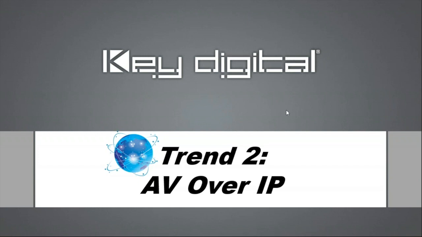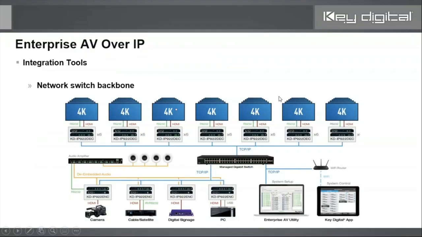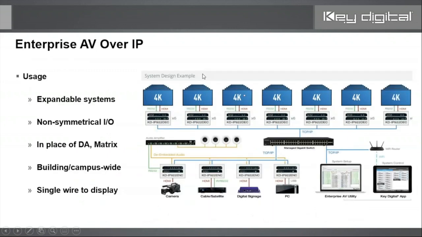So this brings us to our next trend in AV. That is AV over IP. Now, just like with presentation switchers, Key Digital has a full assortment of AV over IP products to talk to you about. Why is AV over IP such a trend right now? Because it uses a network switch as the backbone instead of traditional matrix switchers.